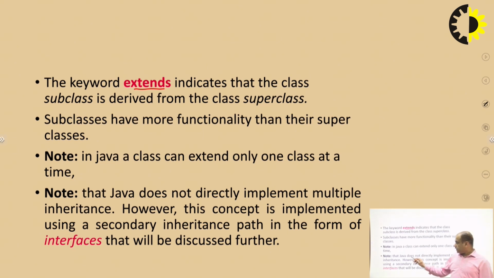Java does not directly implement multiple inheritance. However, this concept is implemented using a secondary inheritance path in the form of interfaces. That will be discussed further. So the syntax for this is: class parent extends C.